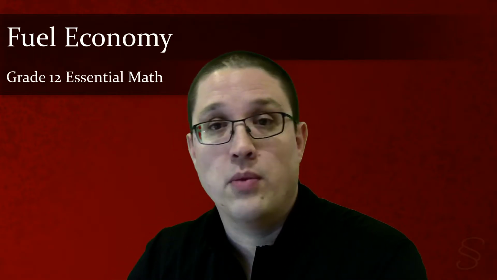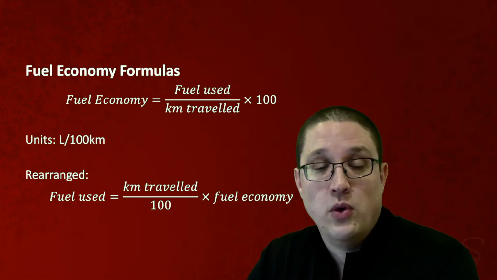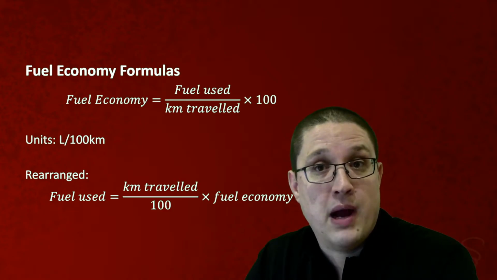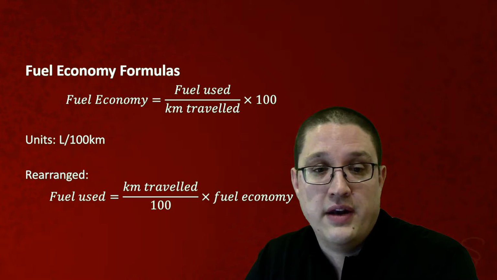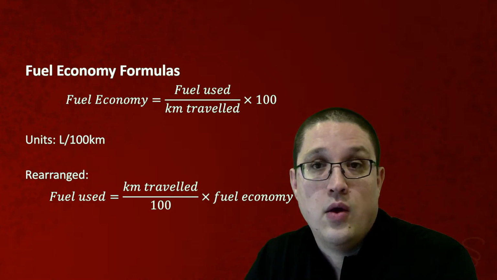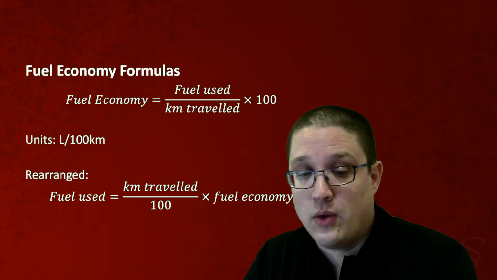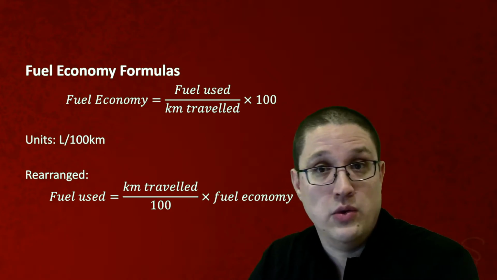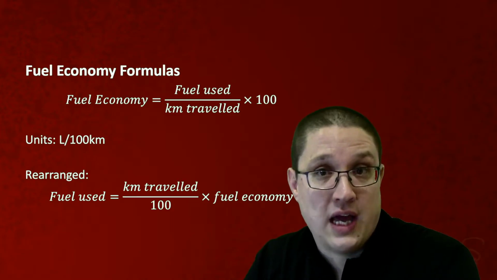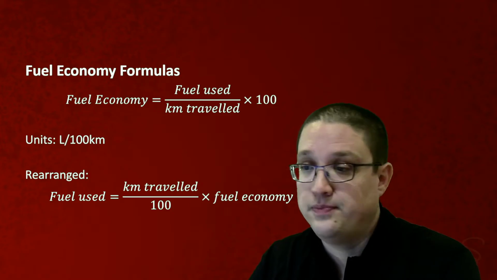Let's take a look at the formula here. To calculate your fuel economy, you're going to use this formula on the top here. Fuel economy is the amount of gas that you used divided by the kilometers you've traveled, times 100. We often, however, want to go backwards, so we want to find out how much gas we used or would use. So we take the kilometers we traveled divided by 100, times the fuel economy. That would tell us how much gas we used to go on a drive, for example.